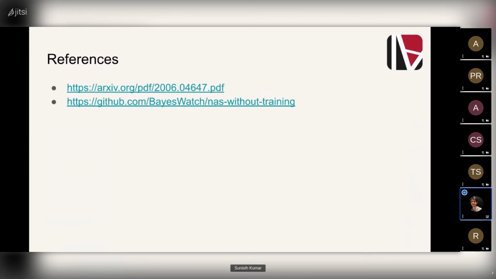Here are some references. The first one is the link to the paper. The second one is the link to the code base they provided.